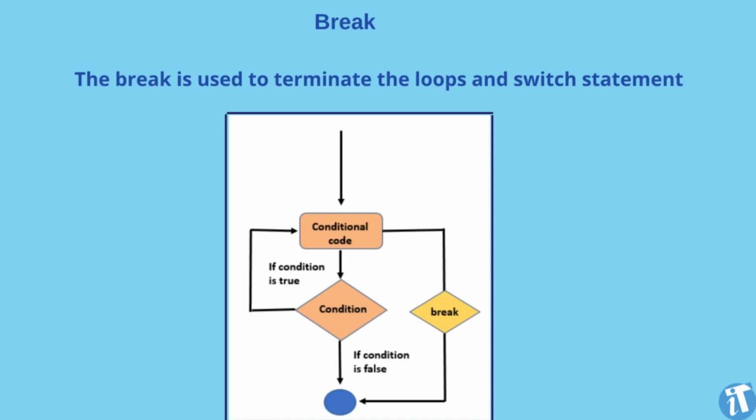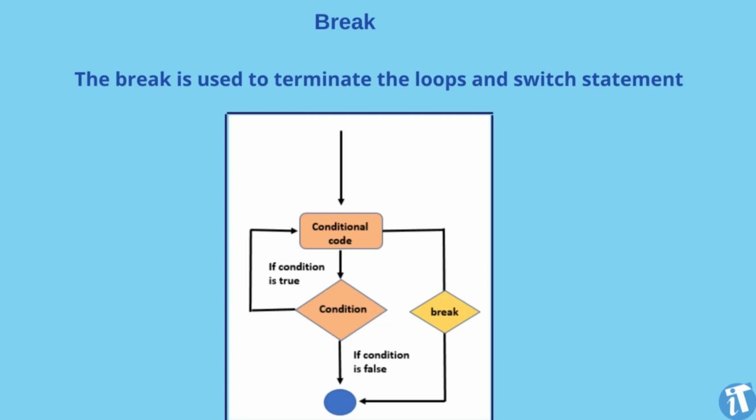Maybe the break would have its own condition that you can pass inside the loop. So this break will either terminate the switch statement, which we have already seen, or it can also terminate the loops, which we'll see in this execution.